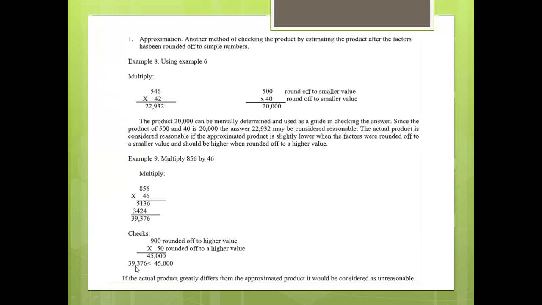So as you can see, 39,376 is our product in the example. And then when we check, we have 45,000. So 39,376 is less than 45,000. So if the actual product does not greatly differ from the approximated product, it would be considered as reasonable.